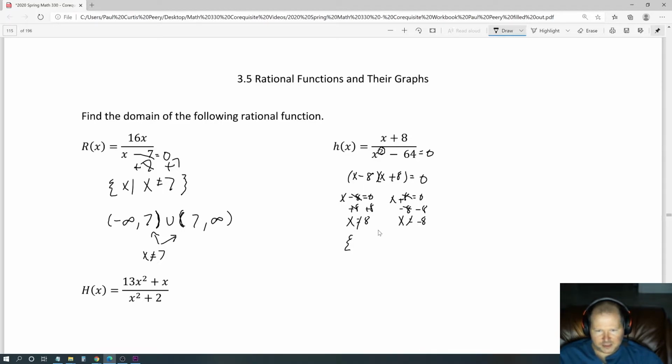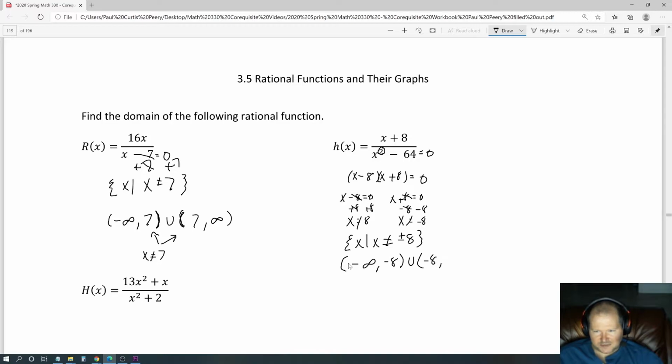So a couple of ways to do this. We could say x such that x does not equal positive or negative 8. So that'd be a compact way of doing it. Or we can do it in interval notation, so negative infinity up to, we have to hit the first one, which is negative 8, and then union, and then we have a hole at negative 8.